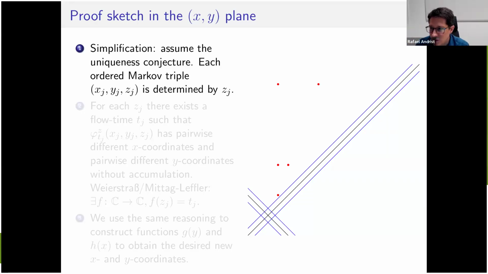So then there will be an additional step in the proof that first makes sure the points have different coordinates, and then I pick them and move them far away so that they don't interfere with the previous ones, to make sure that there is no accumulation. So it just makes the proof more complicated, but it's still true. Okay, thank you very much.